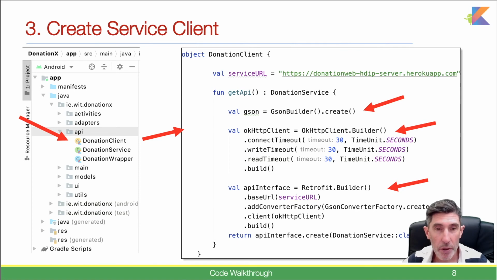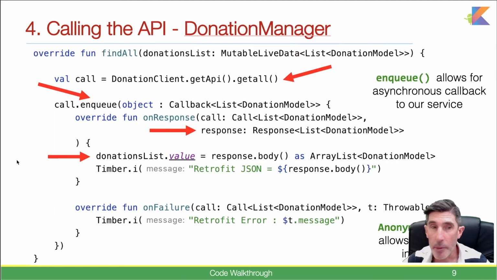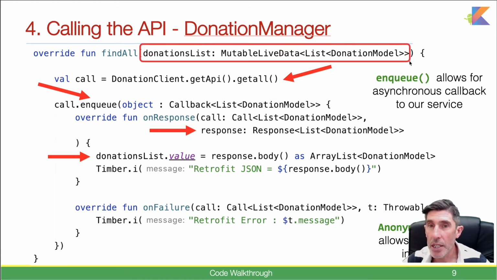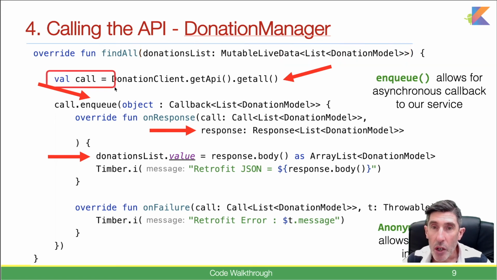In terms of the manager itself, we would have seen this in the example, but let's look over it again. We would have modified this in our interface, so it's a mutable live data list that's getting passed into find all. We then create our call object, chaining our .get API with .get all. We then call .onQueue to add it to the queue of requests that retrofit will process when it can. And then here's our callback.